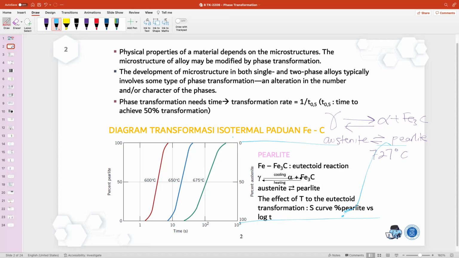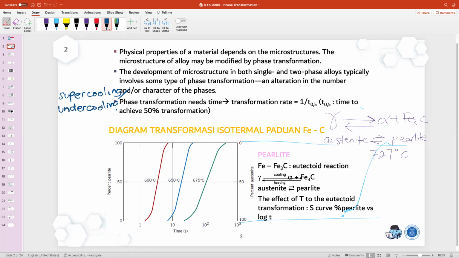So what we need to do in order to reduce the time is to do this reaction, austenite to pearlite, at a lower temperature than the eutectoid point. So instead of using 727 degrees Celsius, we make it a lower temperature, and it is called supercooling or undercooling.